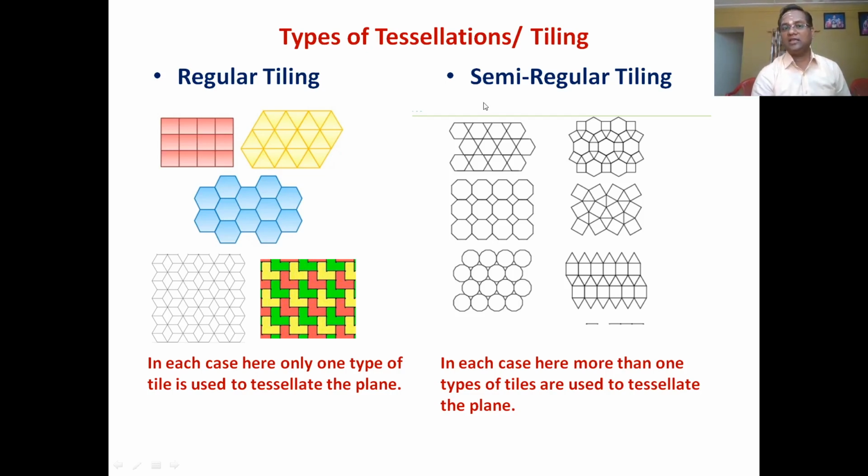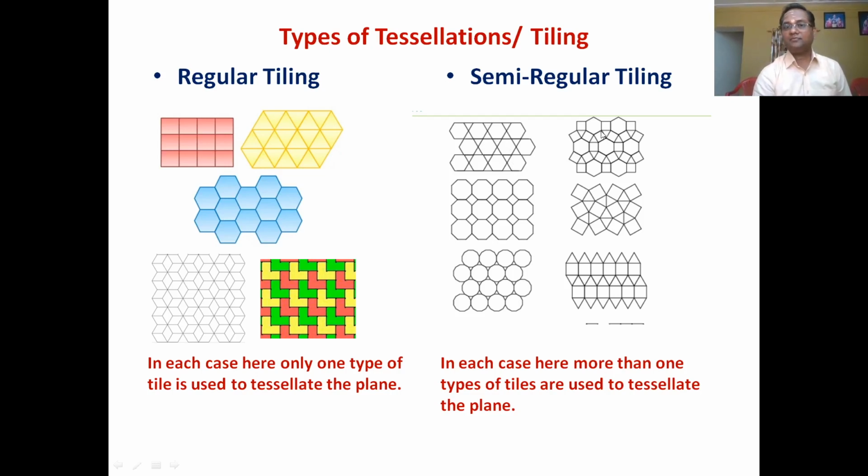Here you can see there is a hexagon and two triangles, another hexagon and two triangles, and so on. This pattern, or this type of tessellation, is made up of two types of tiles or two types of shapes. One is a hexagon, another is a triangle.